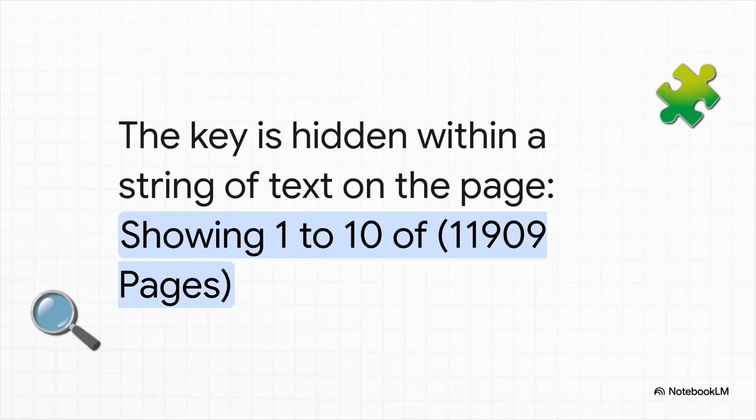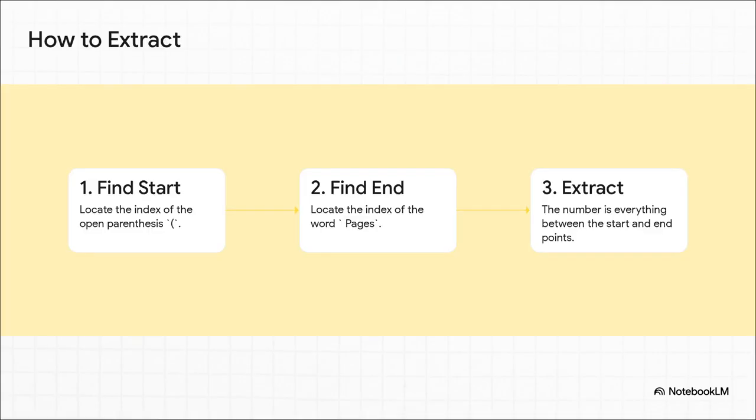The number we need is buried right there in the middle. The puzzle for our script becomes a bit like surgery. How to carefully extract just the digits 11909 and leave everything else behind. And the solution is actually pretty clever.